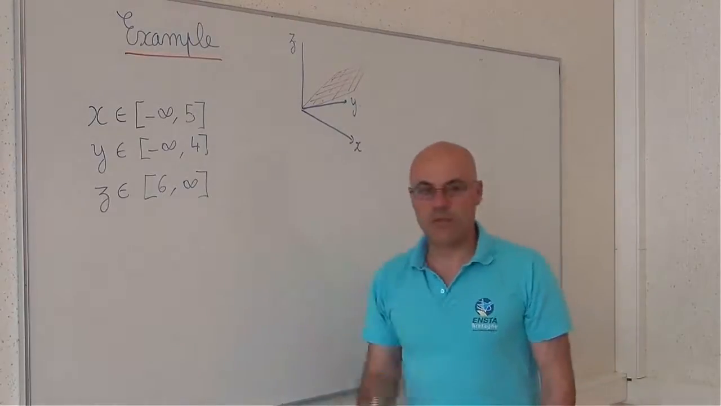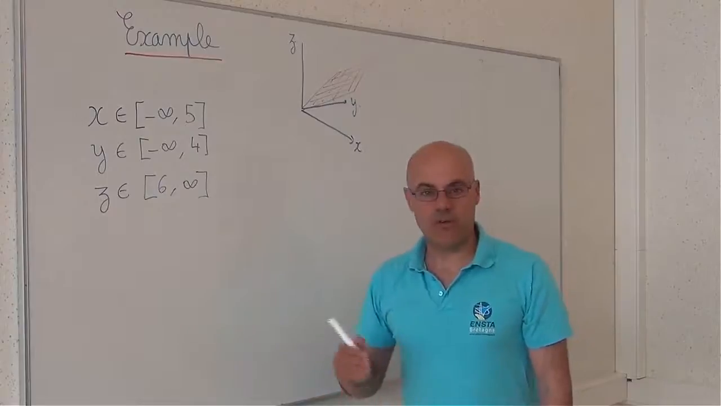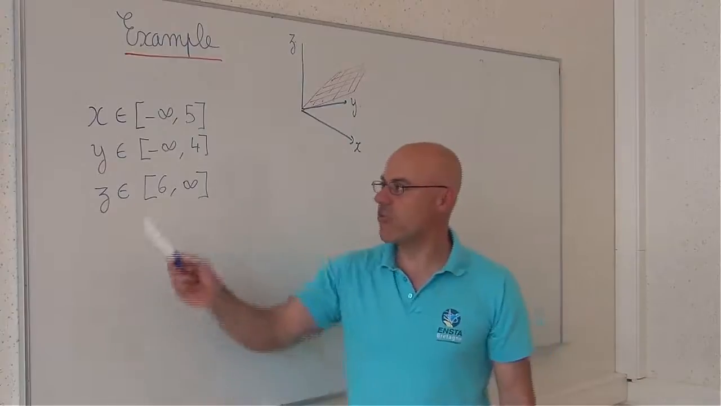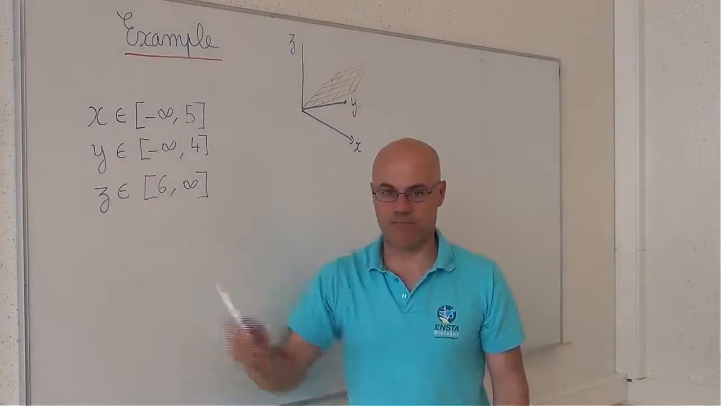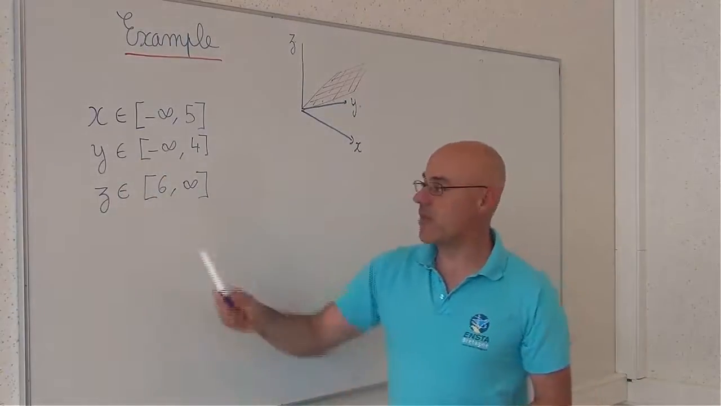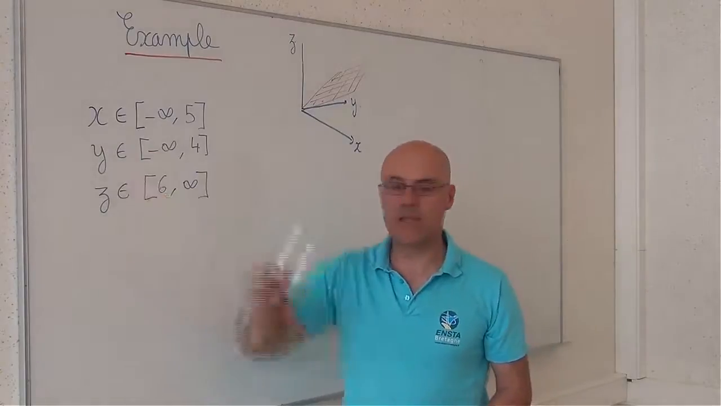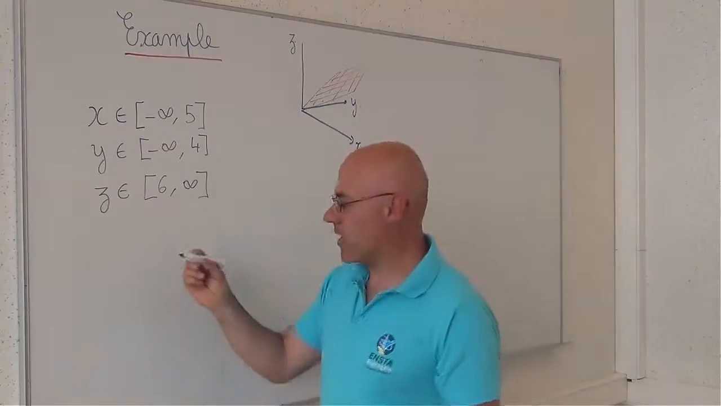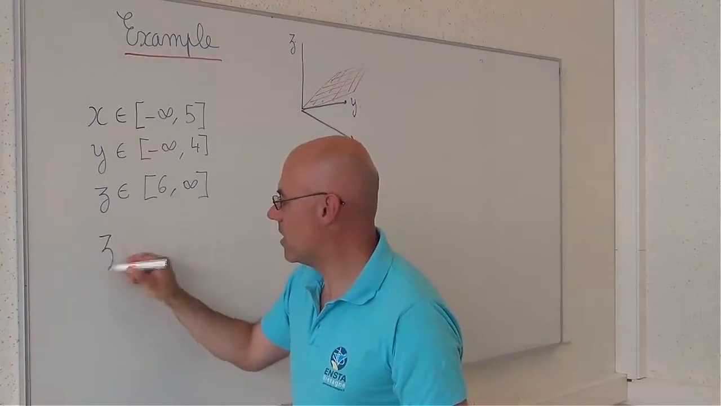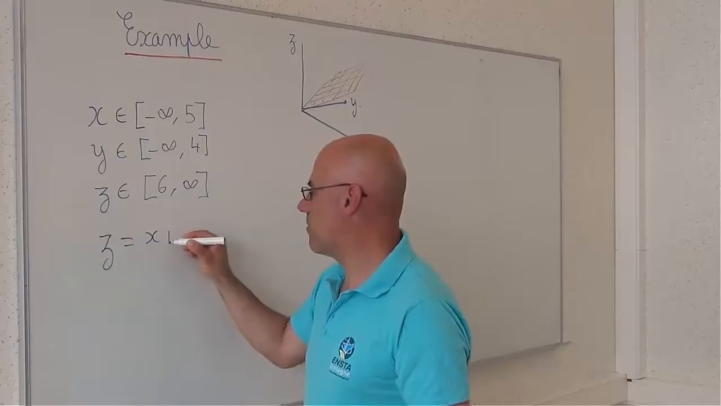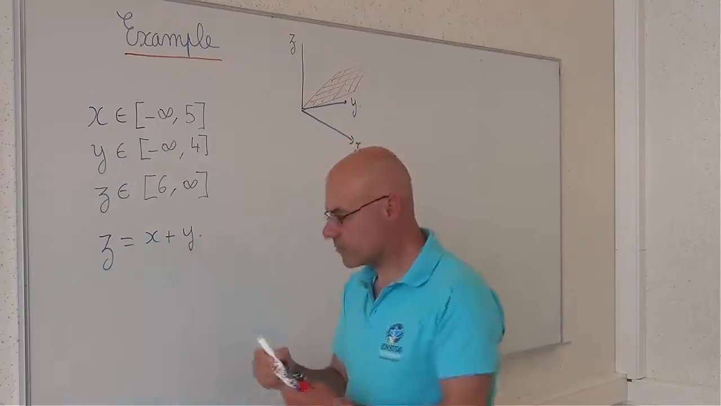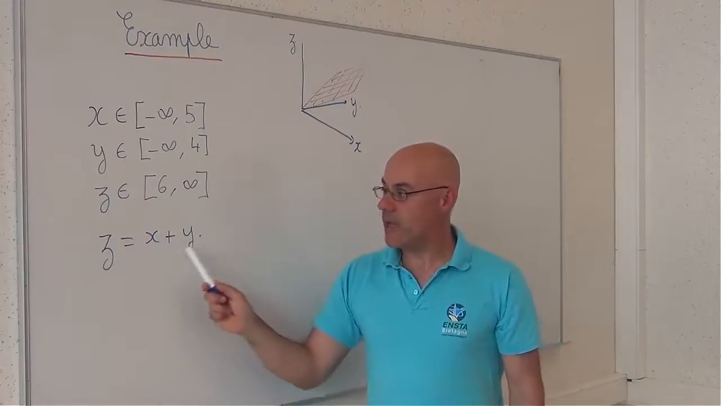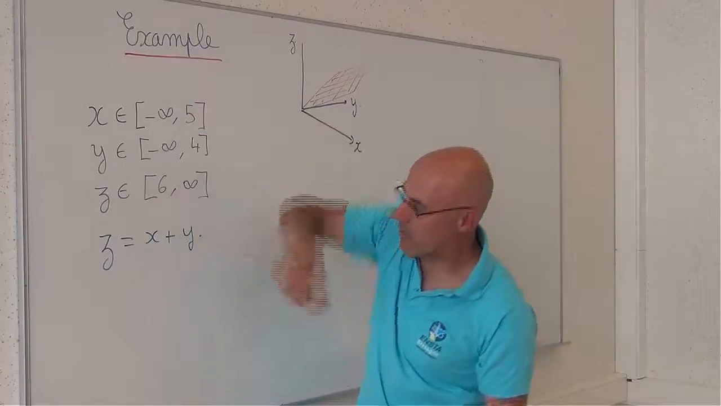To build contractors, we shall use the interval arithmetic. As an illustration, consider three intervals x, y, and z, and assume that these three variables are linked by the following equation: z equal to x plus y. So because of this, I will be able to contract this interval.